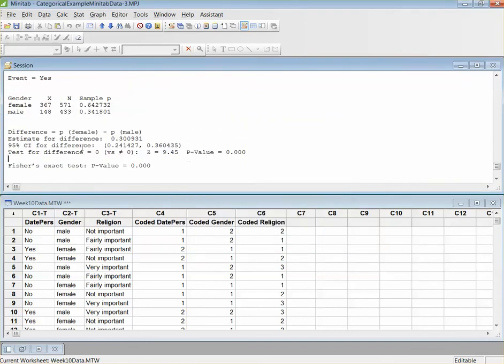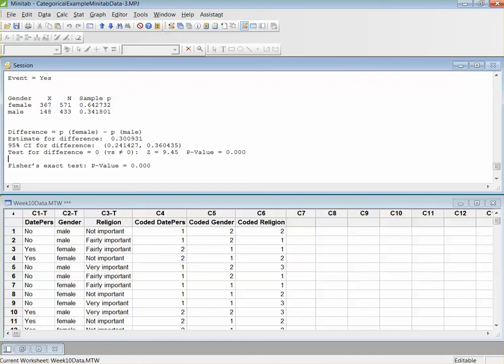So here we're going to end up with the estimate of difference right there. We get our confidence interval, which is right there, your z-score, and your p-value. You also have the number of females who said yes they would, and the number of males who said yes they would. And that's just from eyeballing it. You've got 64% of females versus 34% approximately of males. So that p-value is pretty darn low.